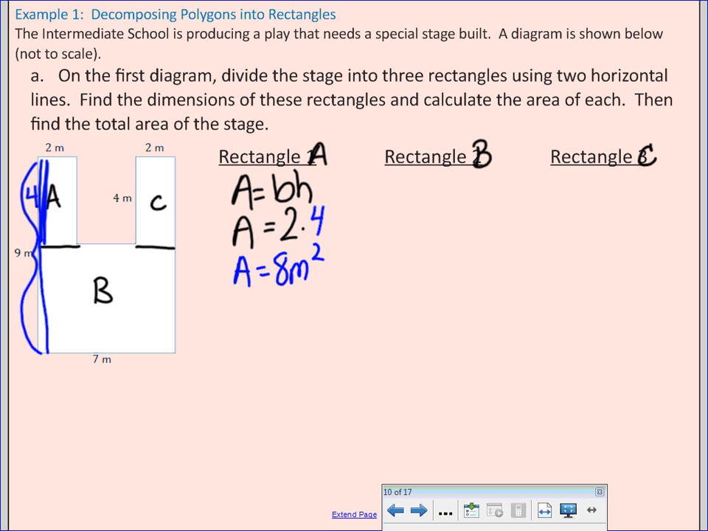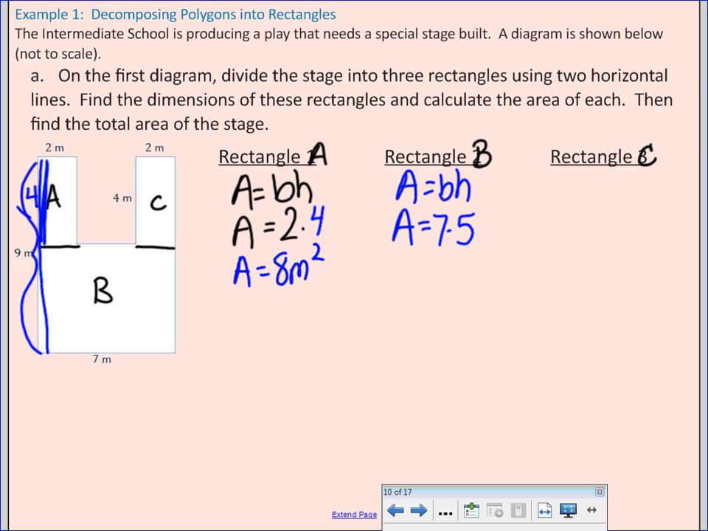Now let's look at rectangle B. Area equals base times height. What is the base and the height of shape B? 7 is the base. Very good. And 5 is the height. Nice. How did he get 5?